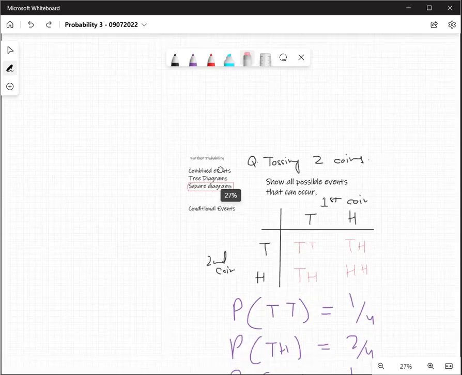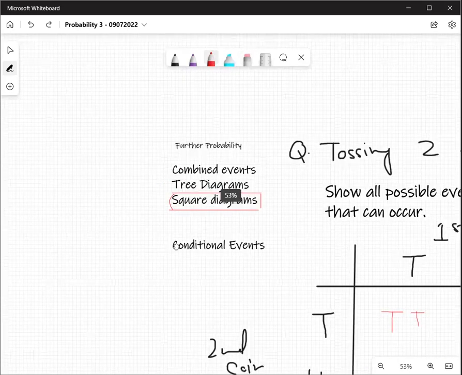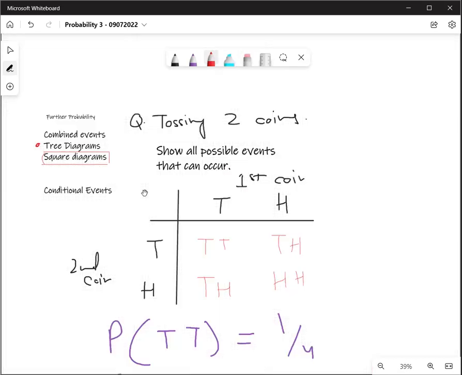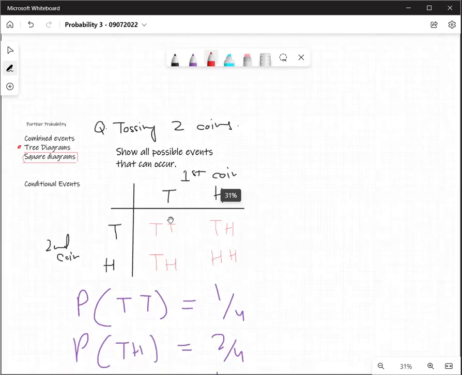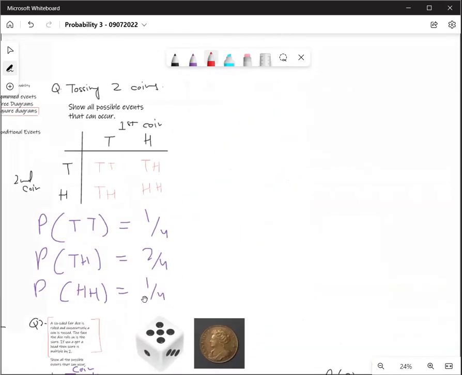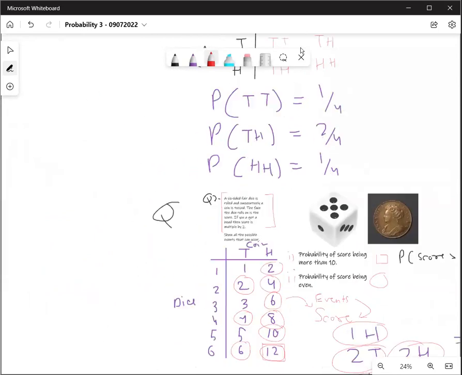I hope this is clear for you. You're looking at tree diagrams. Yeah. Now, okay, we can do tree diagrams. Sure. Okay. Let's do tree diagrams. Fine.